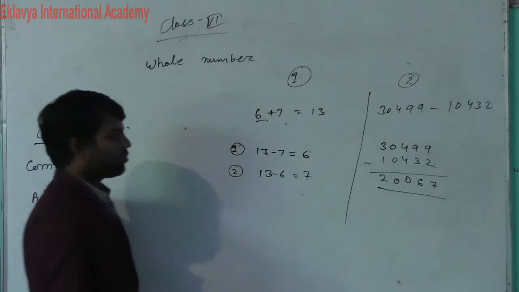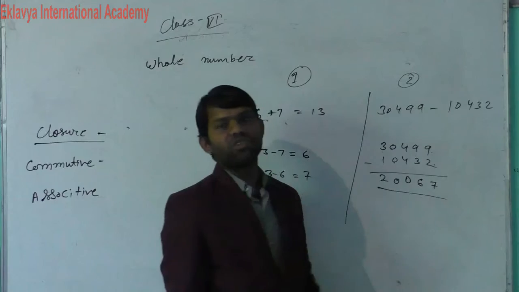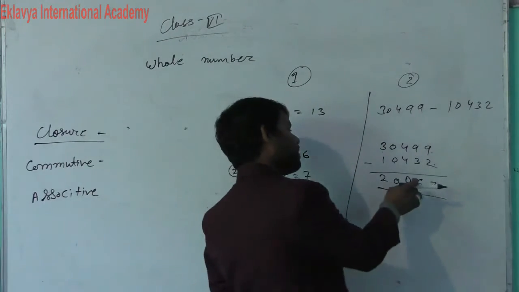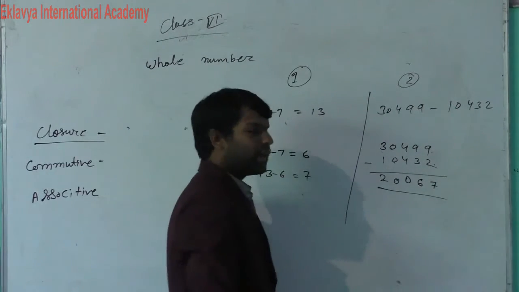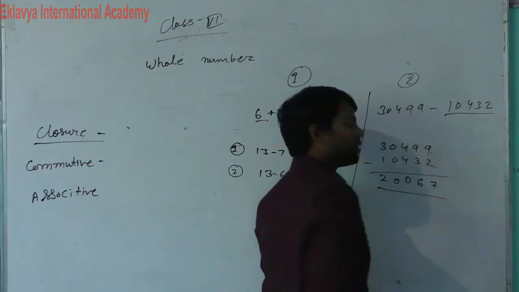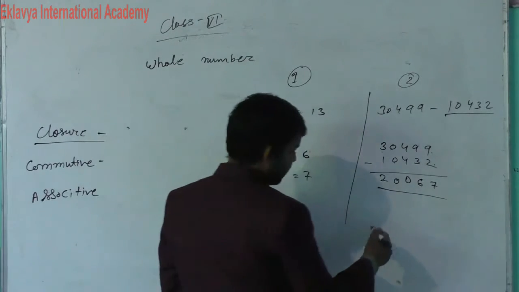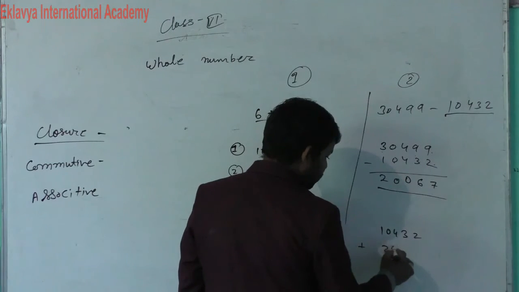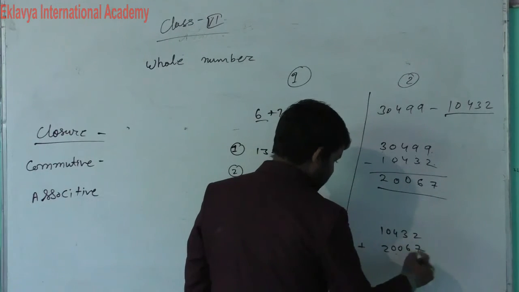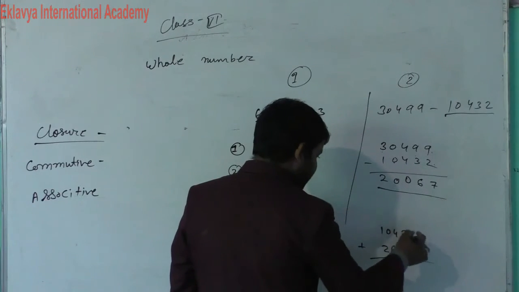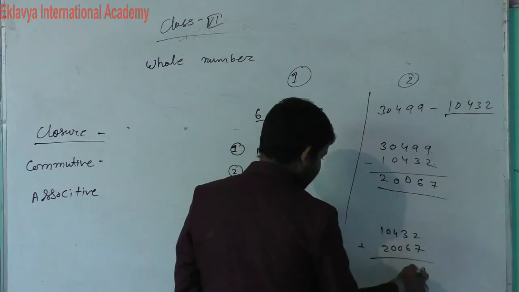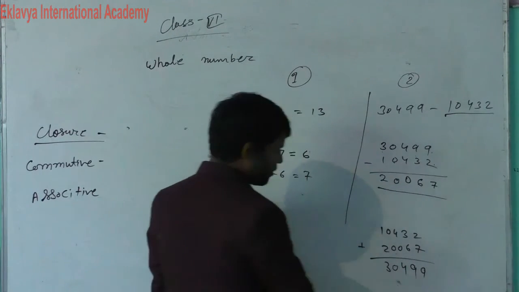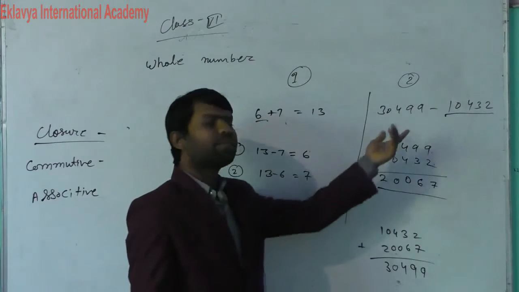Now we want to check this subtraction using addition. Then how will we check? We will add this number to the result. Then 10432 plus 20067. Then what do we get? 7 plus 2 is 9, 6 plus 3 is again 9, 4 as it is, 0, 2 plus 1 is 3. So we get the same number here.